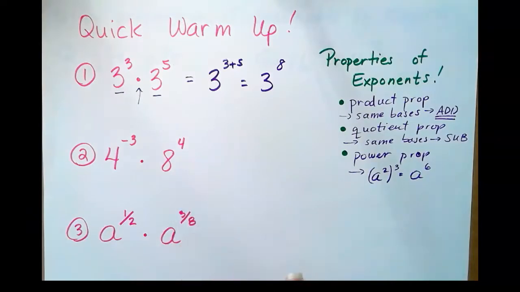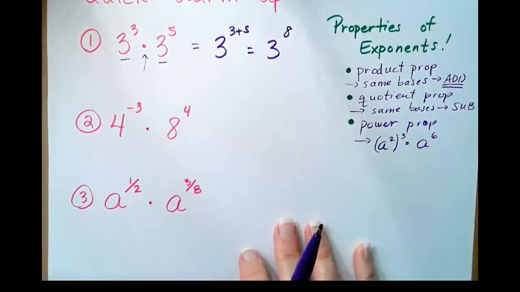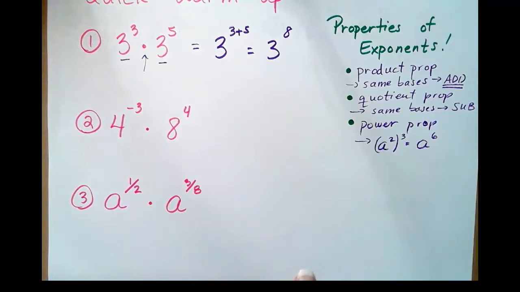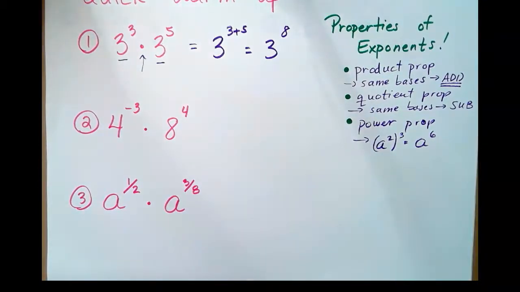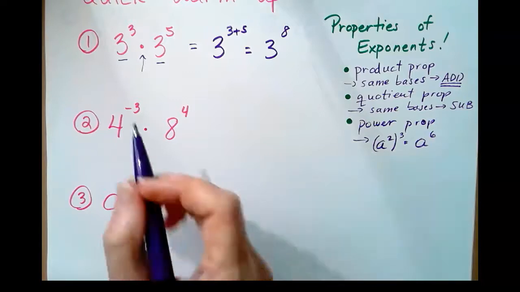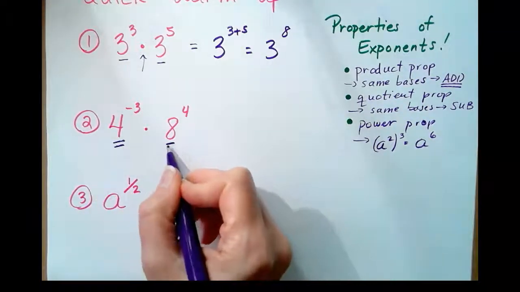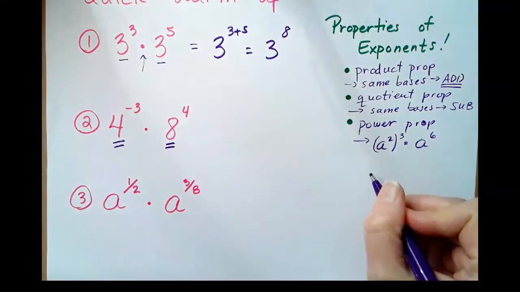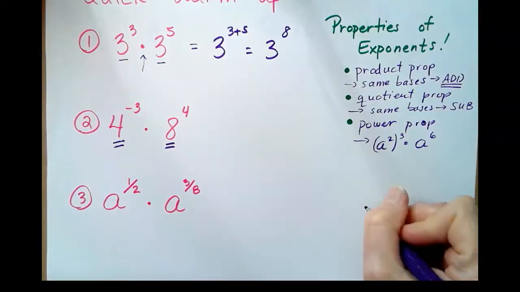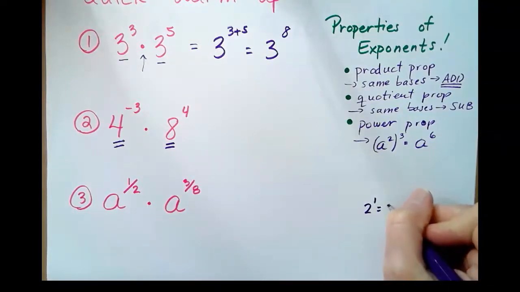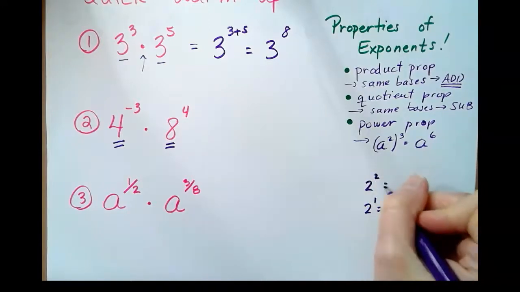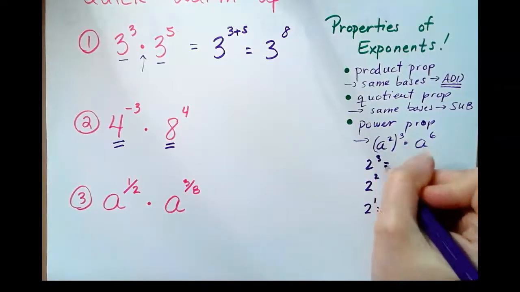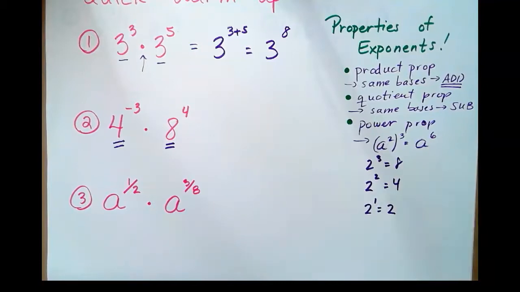Number 2 is different in that we do not have like bases, but we do have bases that are related. Both 4 and 8 are powers of 2. Let's write some powers of 2 over here so we can think about them. Let's start with 2 to the first, which is 2. 2 squared is 4. 2 to the third is 8. 2 to the fourth is 16, and so forth. These numbers are just doubling every time.